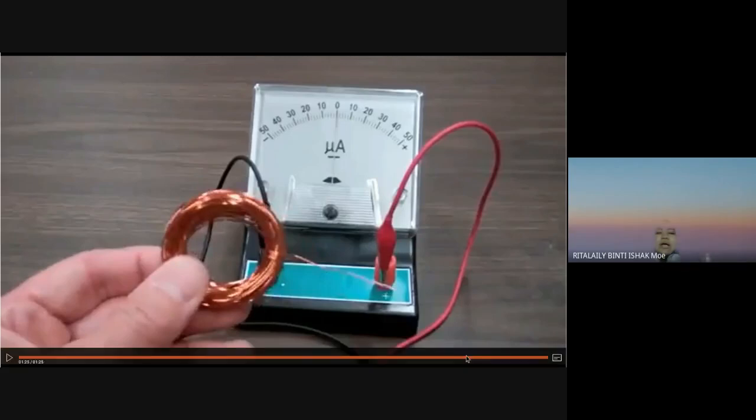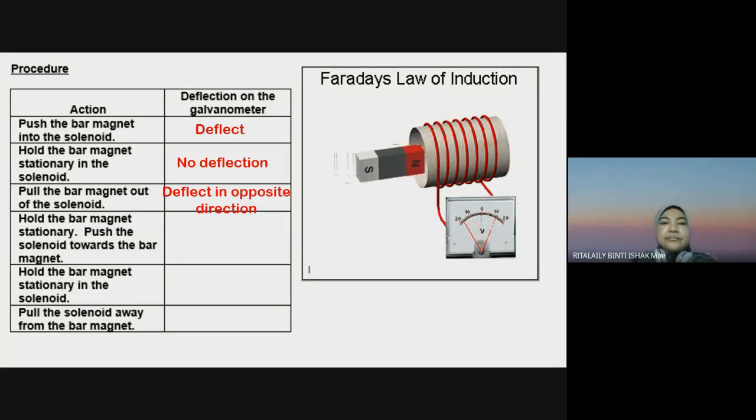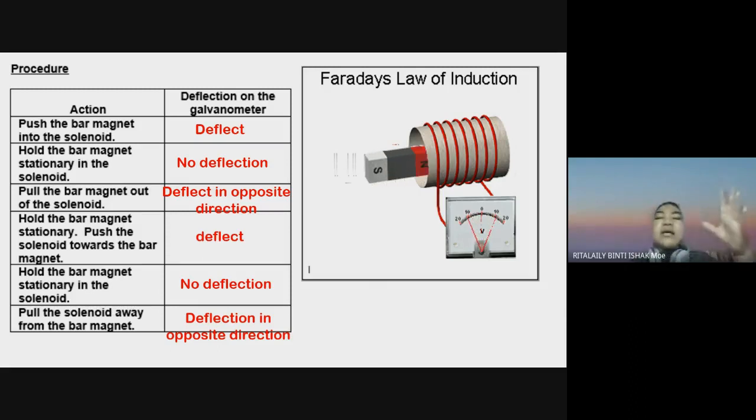In the video it is showing that when the magnet is moved faster, the deflection of the microammeter is bigger. Let's just call it a galvanometer. The deflection of the galvanometer is bigger, so we can relate the speed of the motion of the magnet to the deflection of the galvanometer, or to the induced EMF. The faster the magnet is moved in and out of the solenoid, the bigger the induced EMF. So this is what is shown in the video.